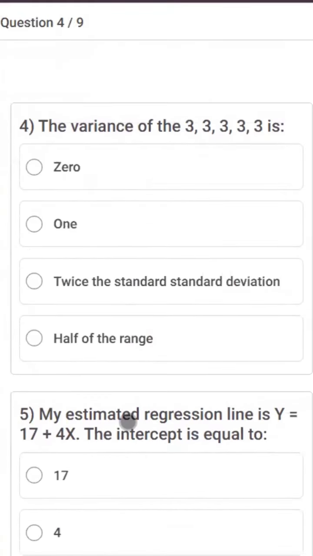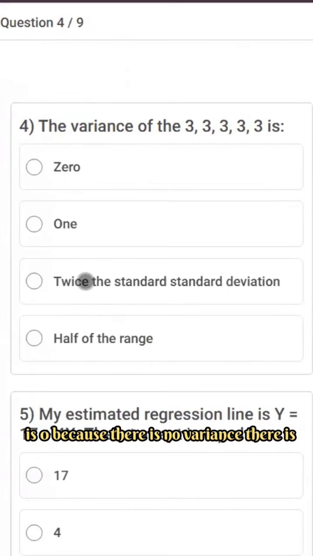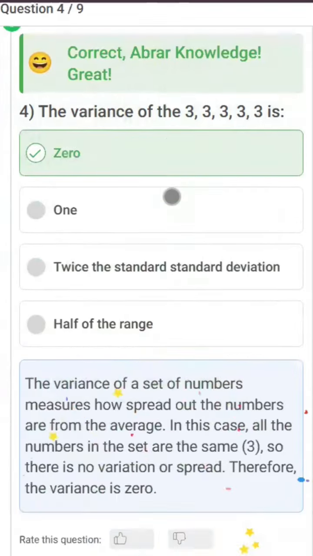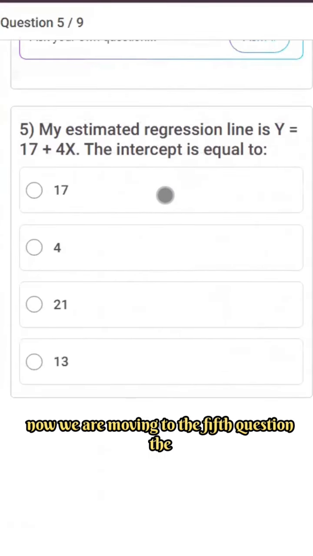The variance of a data set like 3, 3, 3, 3, 3 is 0 because there is no variance, there is no standard deviation. So 0 should be the right answer. And we are moving to the fifth question.